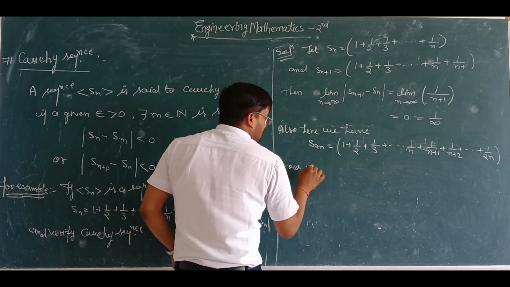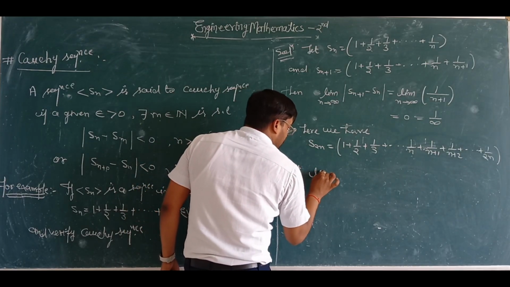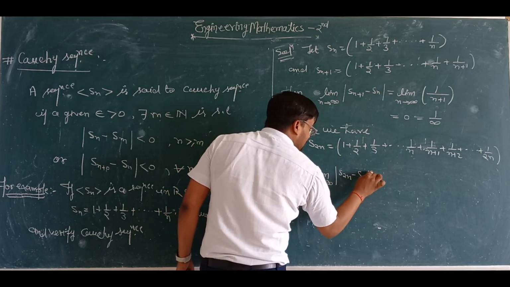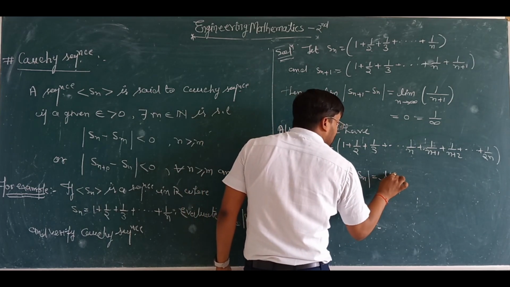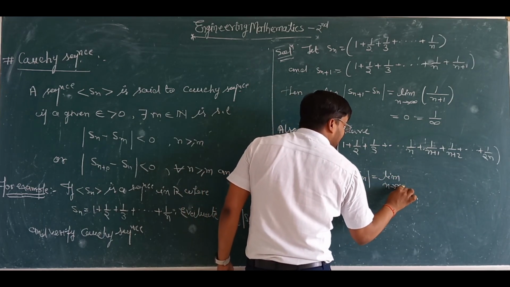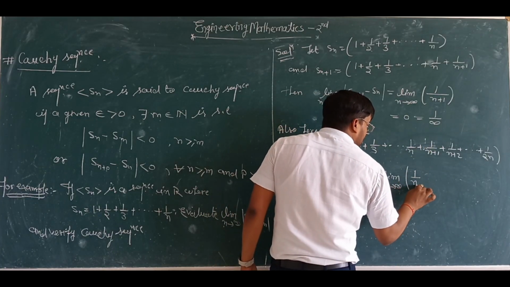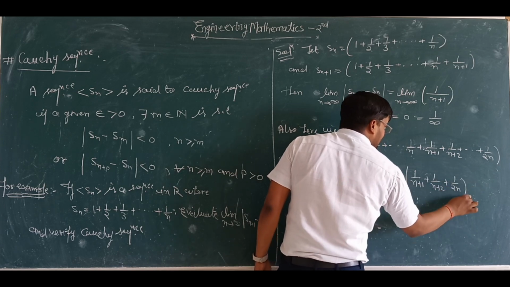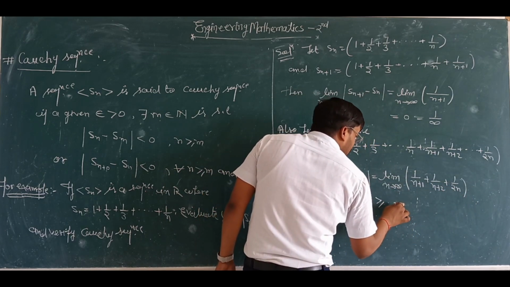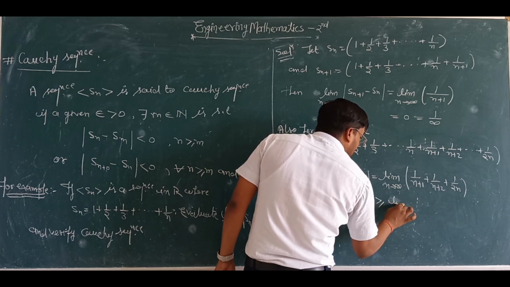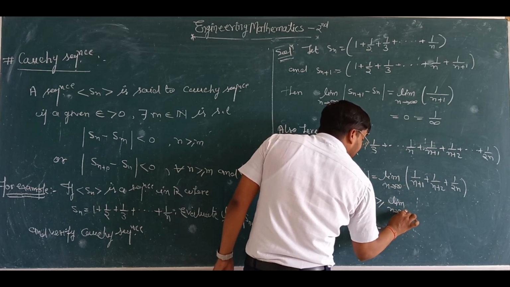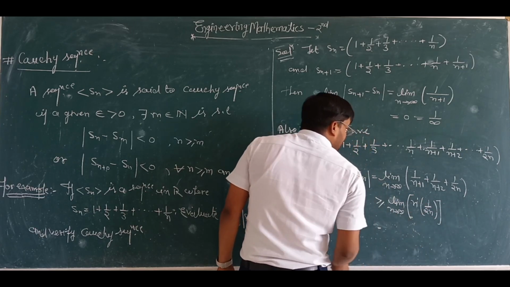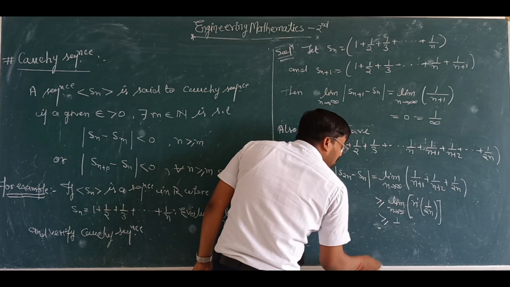Now limit n tends to infinity of S2n minus Sn is equal to limit n tends to infinity, you can write 1 upon n plus 1 plus 1 upon n plus 2 plus up to 1 upon 2n, which is greater than or equal to limit n tends to infinity n times 1 upon 2n, or this is equal to 1 upon 2.